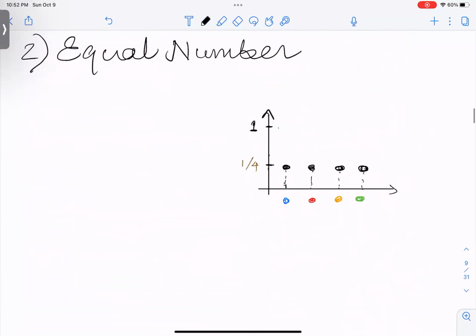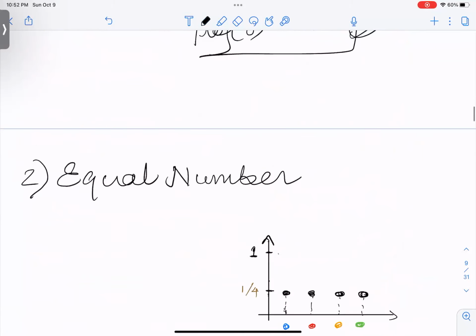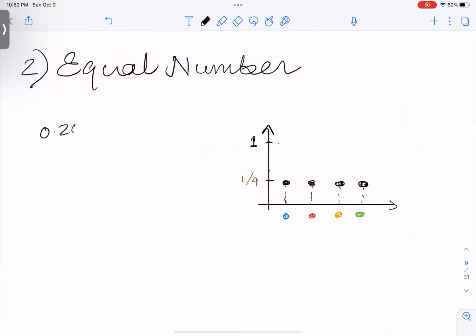Let's take another example. This is a more deterministic behavior that is happening. You don't need any information to guess this. Now, let's assume there are equal number of balls. So the probability is 1 by 4, 1 by 4, 1 by 4, that is 0.5.